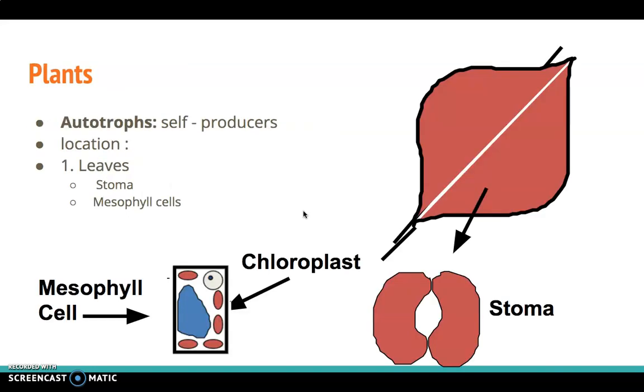Autotrophs. So plants are autotrophs, which are self-producing. They're able to create their own glucose. Where does this happen? It happens in the leaves of the plant, more specifically in the mesophyll cells, and also the stoma plays a huge role in this because the stoma is what allows for carbon dioxide to enter and for the oxygen to leave. Rubisco is a critical enzyme in the light-independent reaction, so in the Calvin cycle.